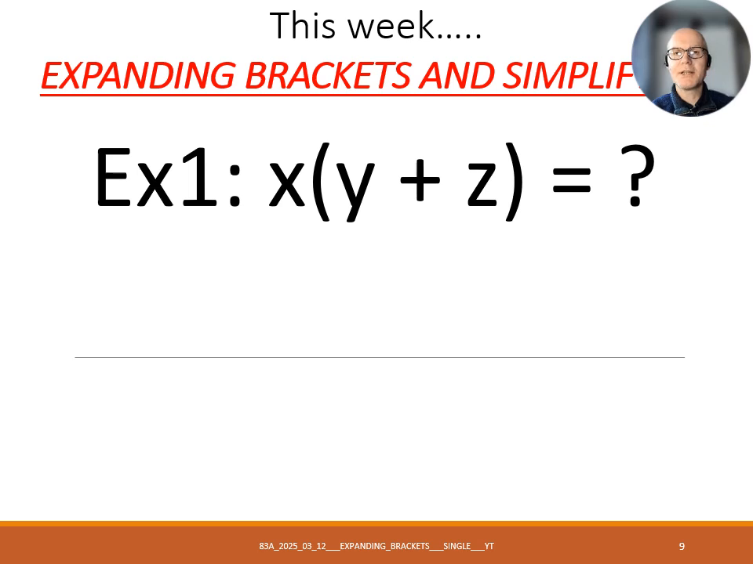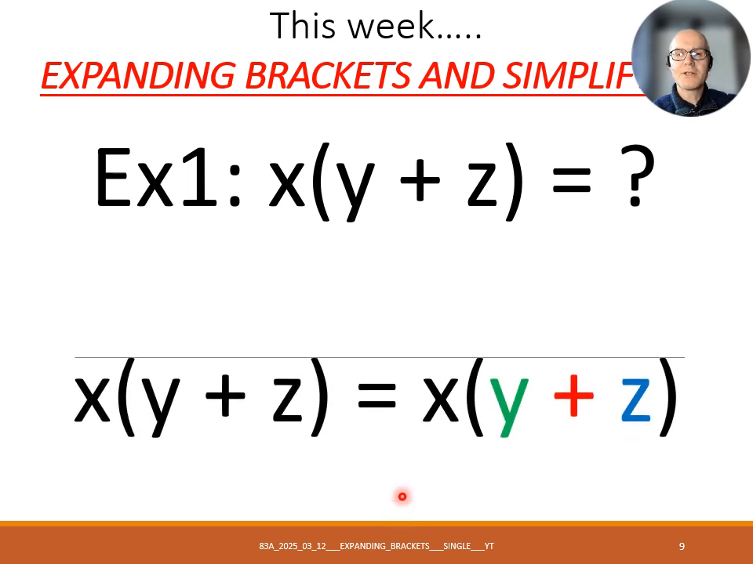So here's the first example. X, open brackets, Y plus Z, close brackets. What does that equal if we expand the brackets? Here's our color coding: x open brackets y plus z. First step is x times y. Second step is x times z.